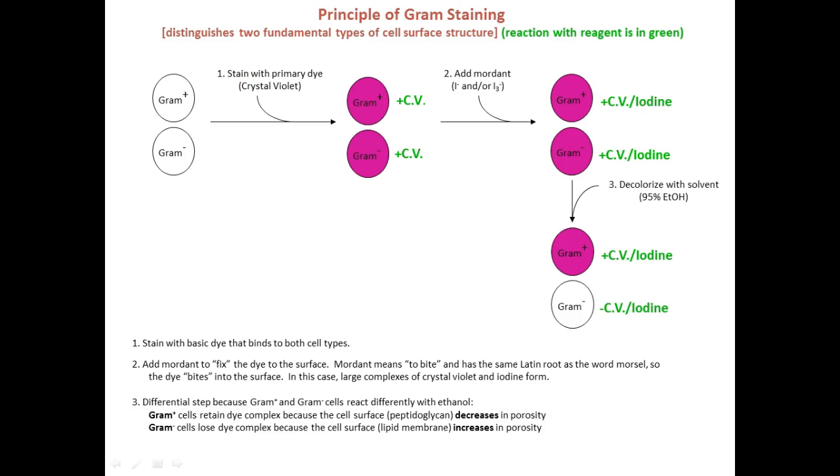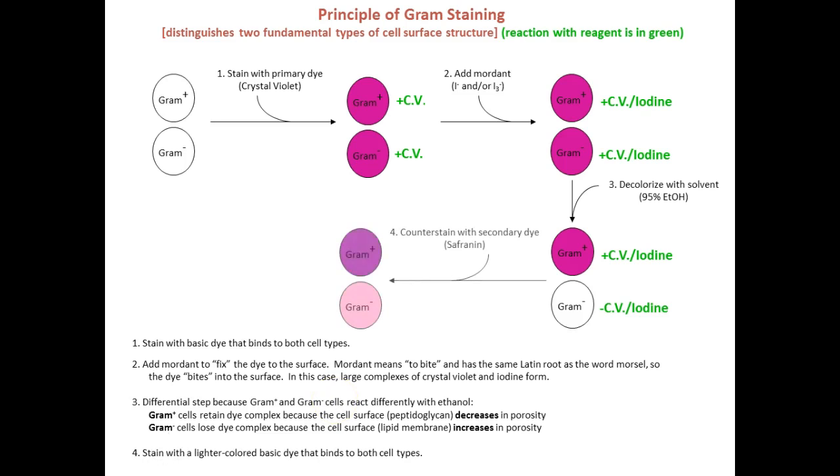And then the last step, so these guys still have the crystal violet iodine. These guys don't have it anymore. So therefore they're clear. Last step, we're going to counterstain. Both of them are going to get stained. So again, notice a darker purple and a light red or pink for the gram-negatives.